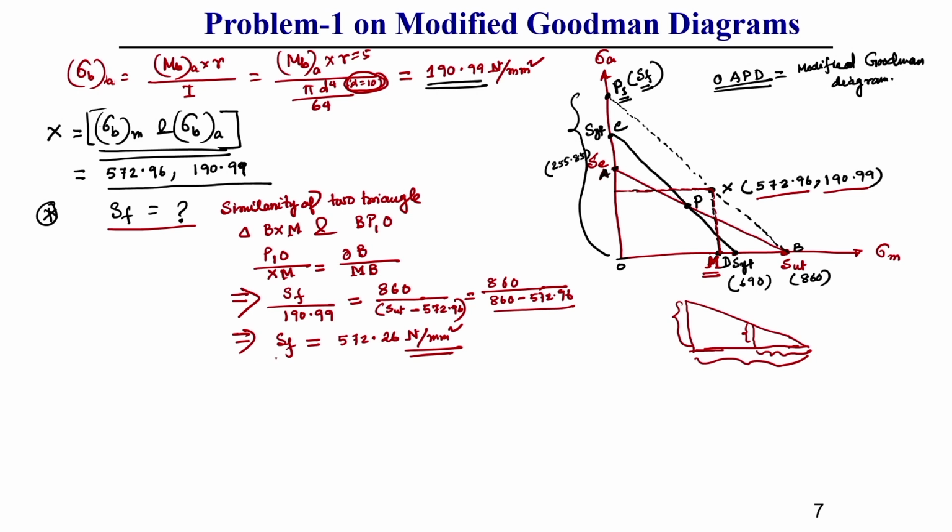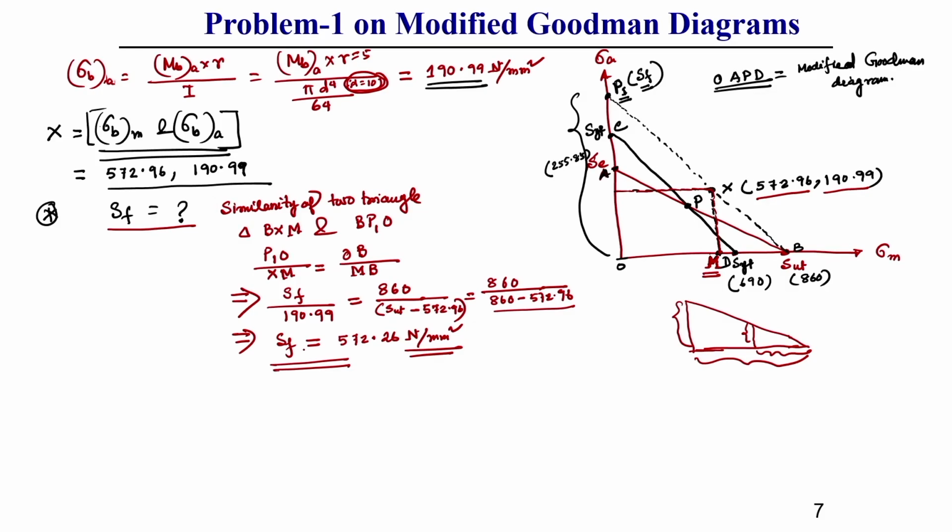Now, once this fatigue strength is calculated, how will we find out the number of cycles? For finding out the number of cycles, we need to draw the SN curve. From this SN curve we will find out the value of the number of cycles due to this fatigue strength SF. So, now I am going to draw this SN curve. SF we have already found at 572.26 Newton per mm square. This you should keep in mind.